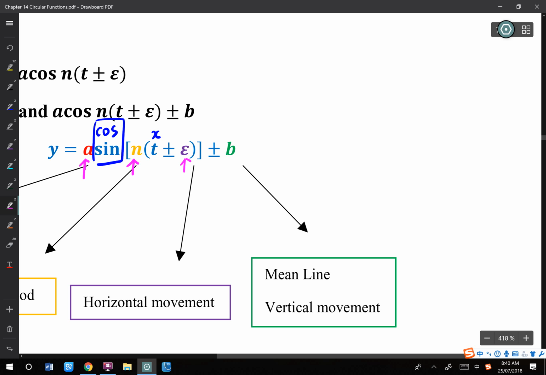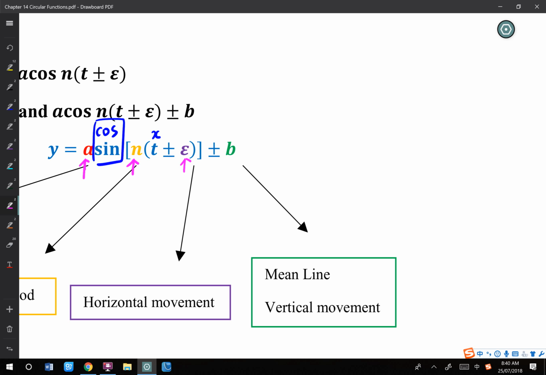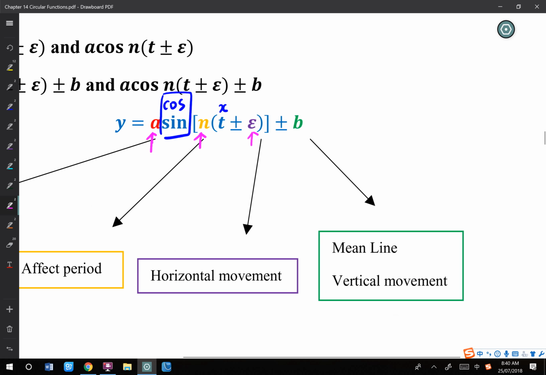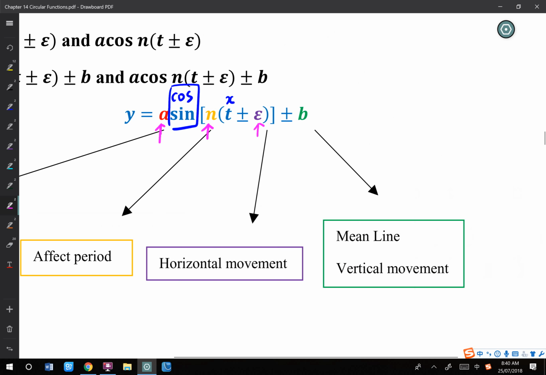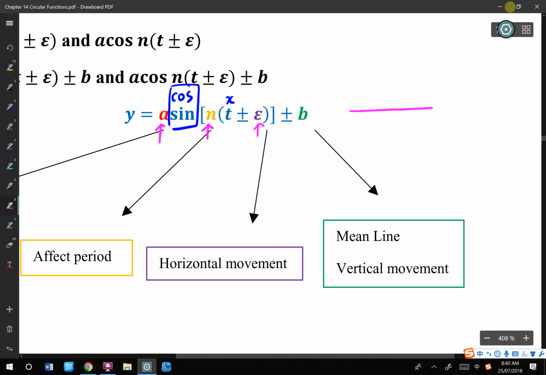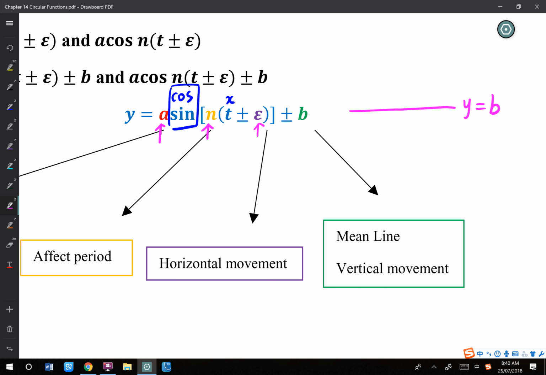Mean is what? It is the middle. So B is where the middle of your graph is. This is the middle line, so y equals b is the middle. You don't need to sketch it, but it's alright to just sketch a horizontal line on your graph as your middle.